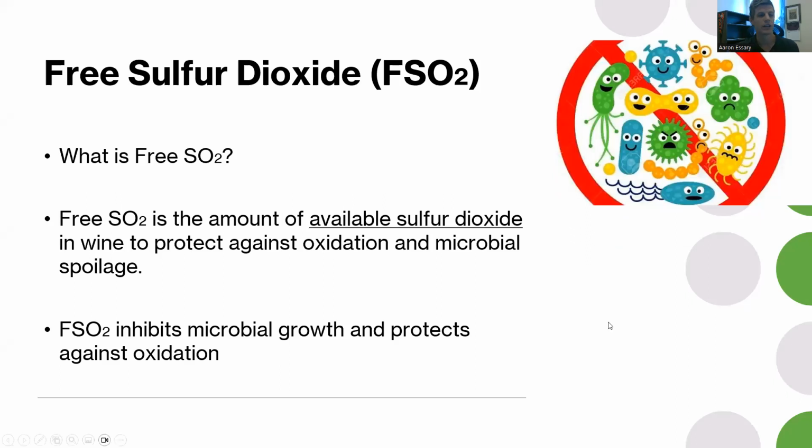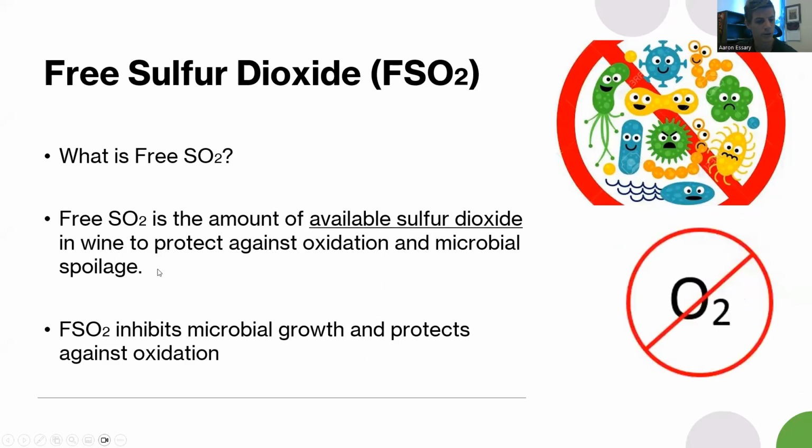Free SO2 is free sulfur dioxide. So what is free SO2? Free SO2 is the amount of available sulfur dioxide in wine to protect against oxidation and microbial spoilage. Available is the key word there because there is such a thing as bound SO2 in wine that offers no protection. So you need free, available sulfur dioxide in wine, hence the name free SO2, or FSO2.